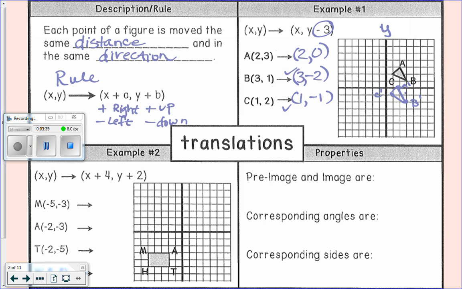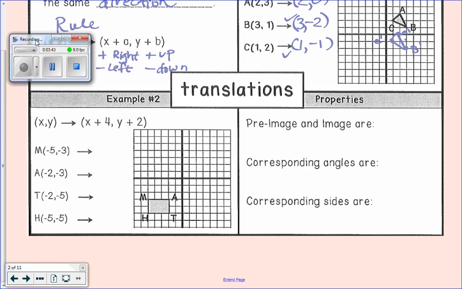Okay? Let's do it again. Let's look at example number 2. Here's our rule. So our x value, what are we going to do? This is your x-axis. What's plus 4 mean? What direction? Right. All right, so x plus 4. We're going to add 4 to our x value. So negative 5 plus 4 is negative 1. And our y value is now negative 3 plus 2 is negative 1.